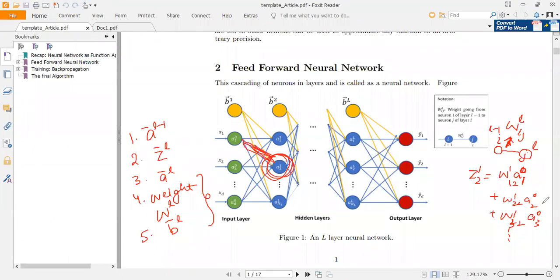Similarly, we can compute this. It receives inputs from the second neuron here as well. So this weight is W^1_22, and so on and so forth. So with each neuron there will be a weight vector, and if we arrange them all in a matrix, that will become the weight matrix.